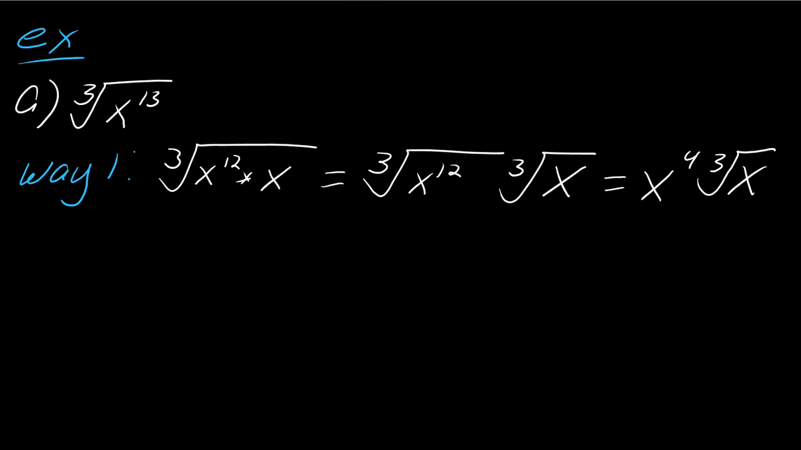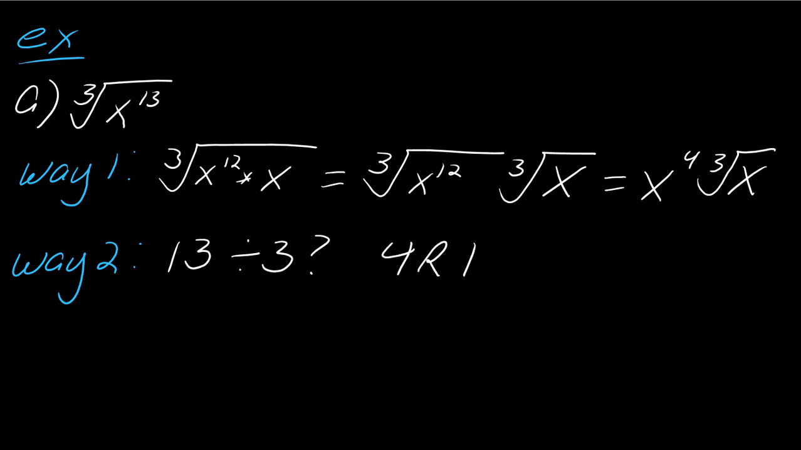Okay, so now I want to compare that to way 2, so 13 divided by 3. Maybe you should write down for yourself, how would I think of 13 divided by 3 with a remainder? You can pause and write that down. So this would be really 4 with a remainder of 1.